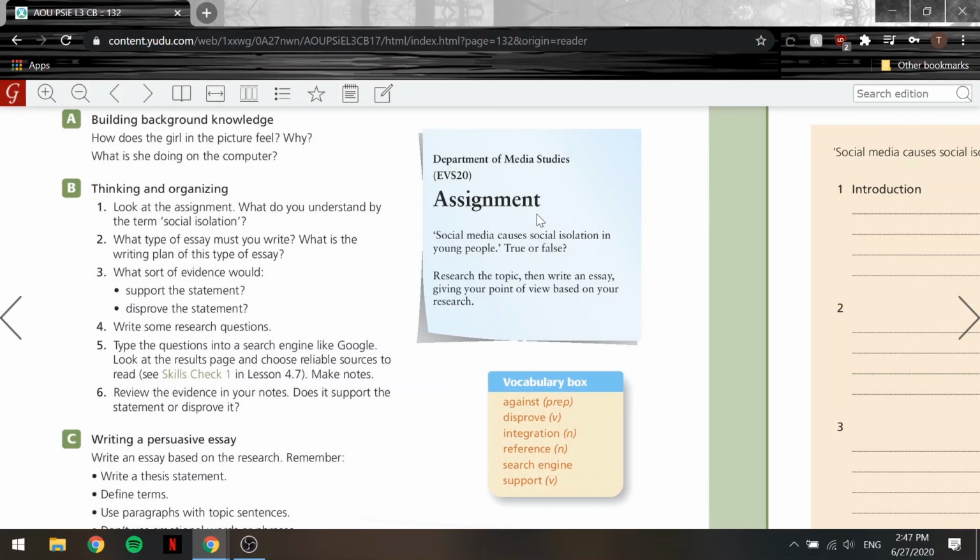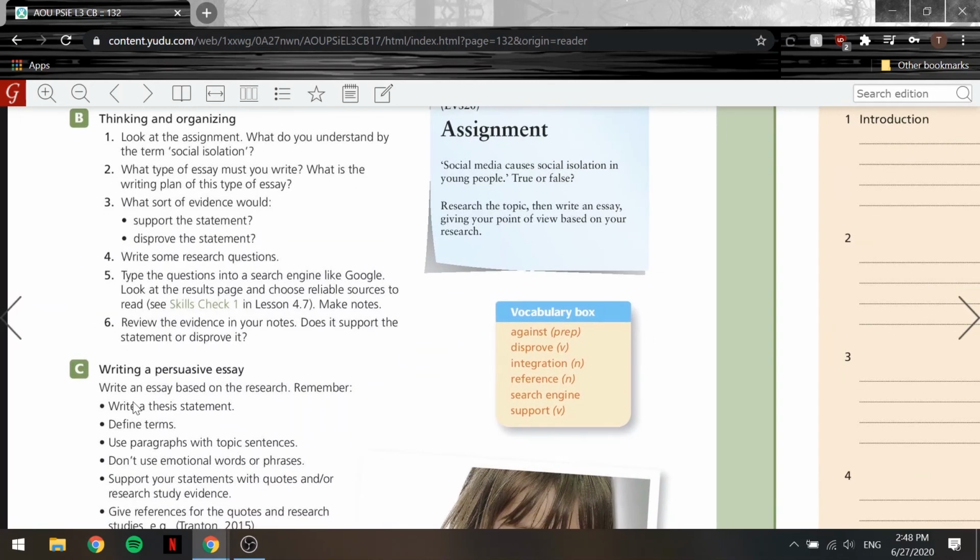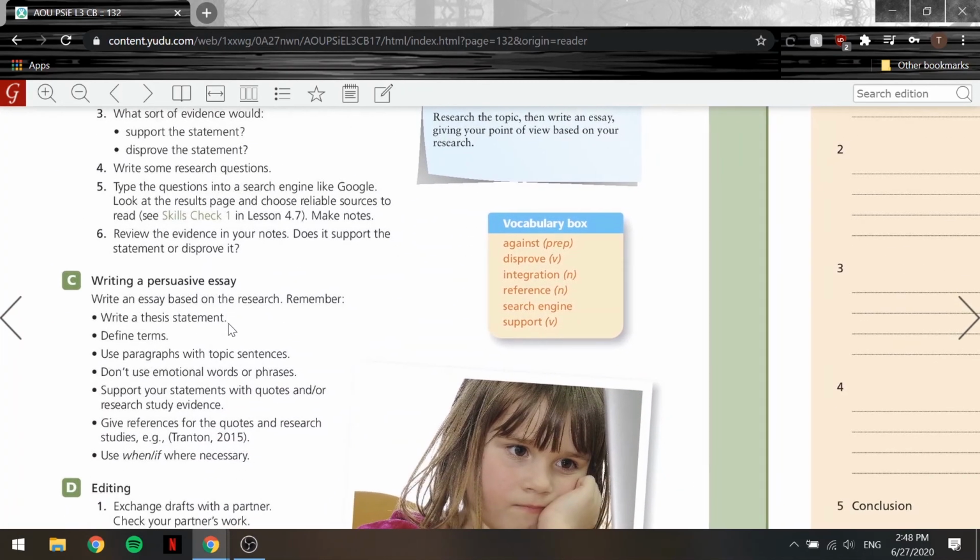So for me, I'm now going to write a persuasive essay, after I do my own research about the topic, on why I think social media does not cause social isolation in young people, with research and giving proof as to why my point of view is the way it is. The whole point of a persuasive essay is to get the other party to understand and hopefully change their point of view to yours as well. So you can't have a persuasive essay without defining terms and stating research about what you're saying. So let's take a look at C here, writing a persuasive essay. Write an essay based on the research.